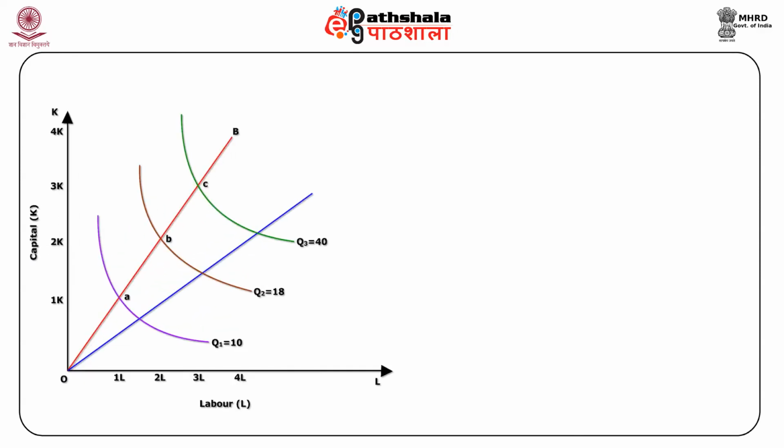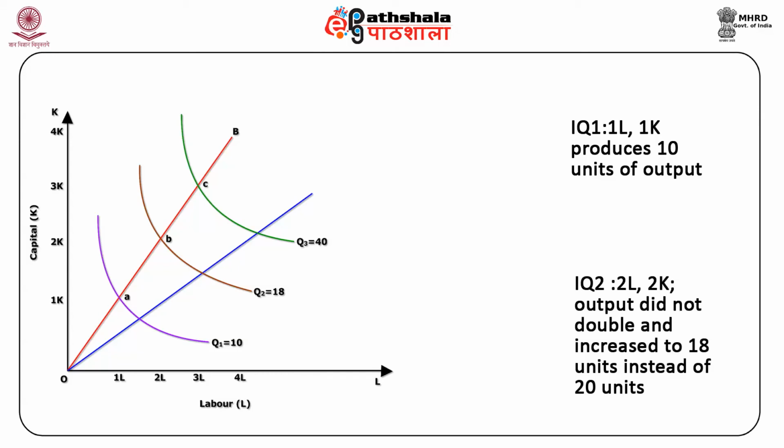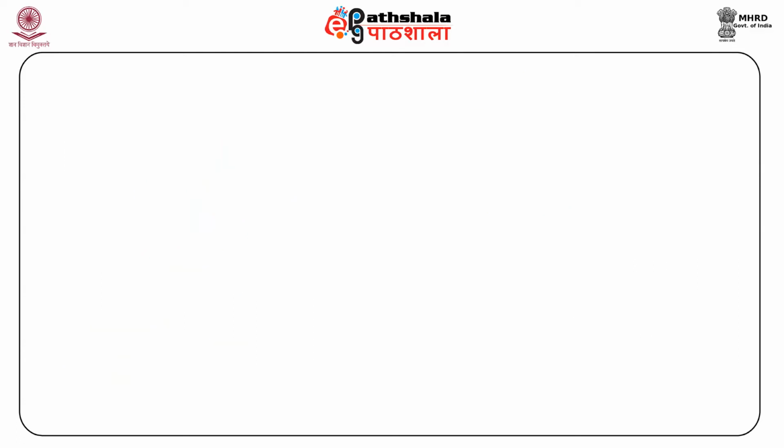Consider the figure. As represented, 10 units of output depicted by IQ1 is produced using 1 unit of labor and capital, but when the labor and capital were doubled, that is, to 2 units each, then the output depicted by IQ2 did not double. That is, it increases to 18 units instead of 20 units, and so on.